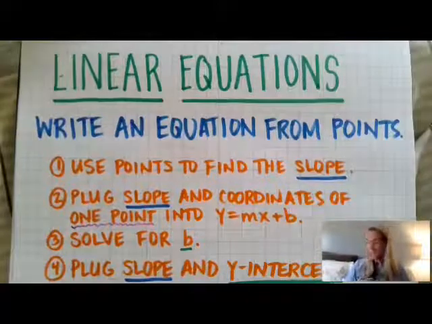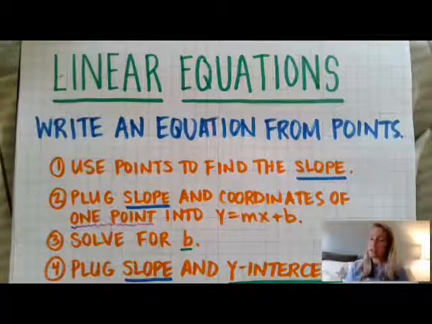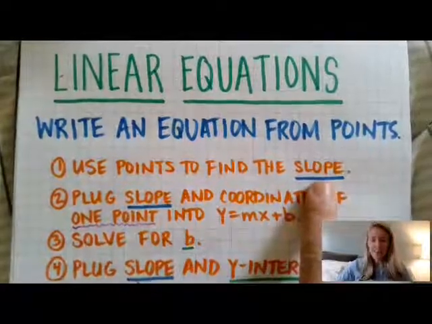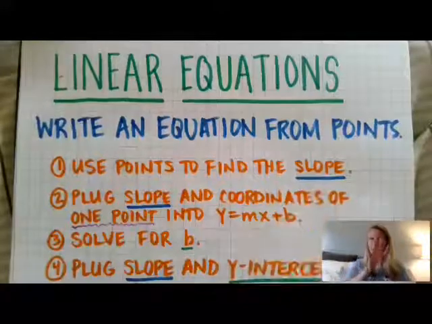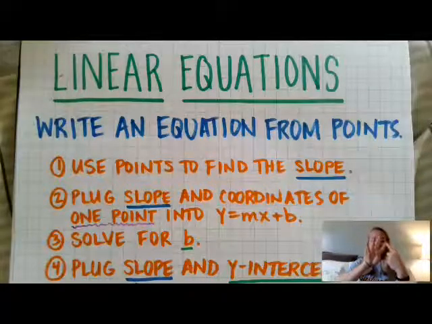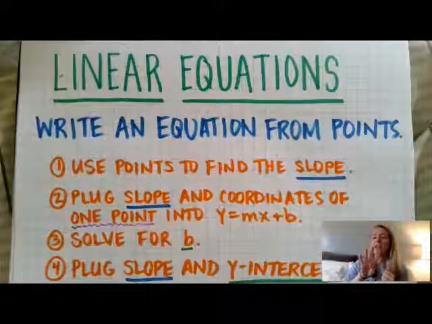So all you have to do is, if you've been given 2 points, you know how to use those 2 points to get the slope, right? So use those points to find the slope, and then, okay, you've got 4 pieces of information in those equations, right? Y, M, X, and B. So if you know 3 of those 4 things, you can solve for that missing 4th thing.